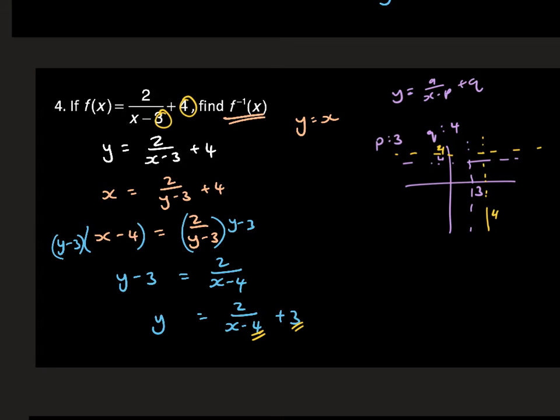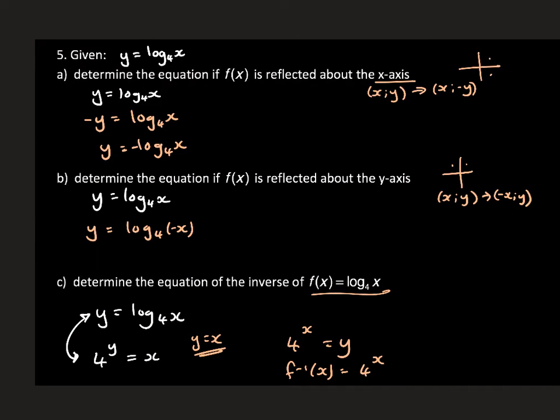Question 5, you've been given a log function, log base 4 of x. Oh, this is enough to scare you, eh? So, first of all, just remember this is just y is equal to that. So the first two questions are straightforward. Leave it in terms of y. You don't need to write it in exponential form. So if you reflect about the x-axis, the x value stays the same, but the y value is multiplied by minus 1. So it becomes minus y is equal to log base 4 of x. Divide both terms by minus 1, and you get y is equal to minus log base 4 of x.